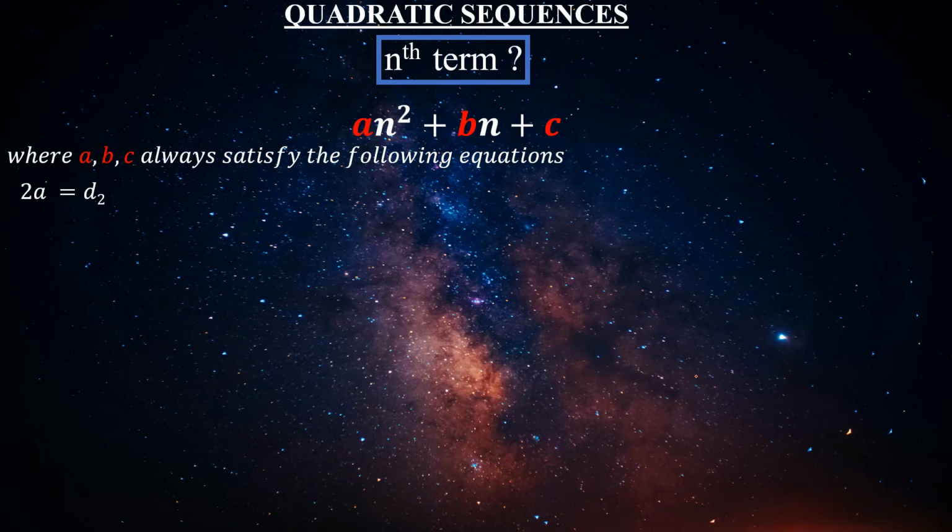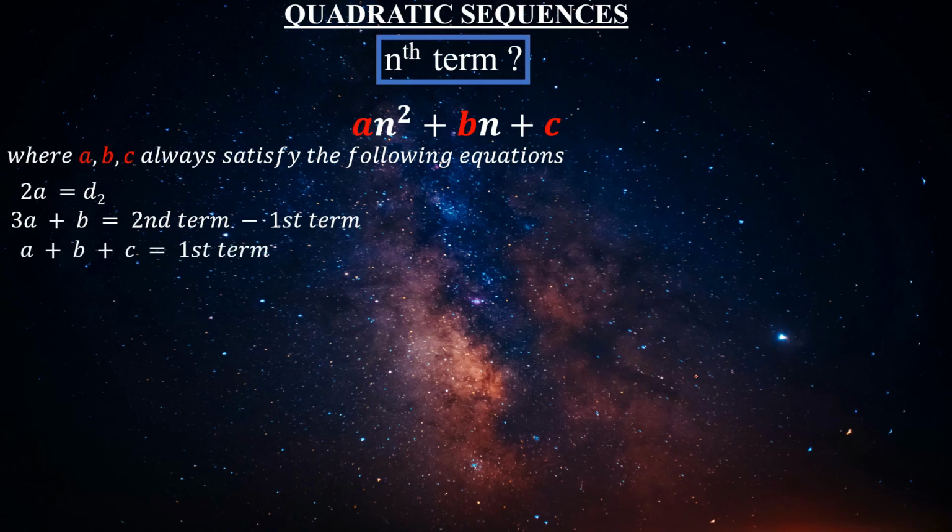So 2A should be equal to D2, where D2 is the second difference. Then 3A plus B should give you the second term minus the first term. And A plus B plus C should give you the first term.